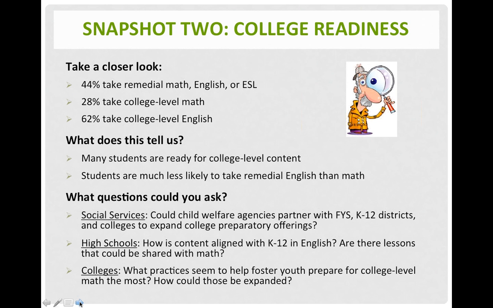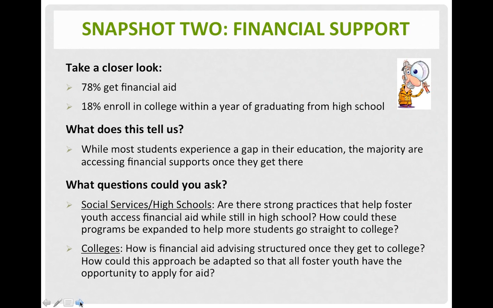And for colleges, clearly there's this issue that students are going into remediation, but they're not necessarily making it to the college level math class. So what they might want to do is take a look at where they are seeing foster youth making it to college level math most effectively, and then how can you build on those practices. So it doesn't just have to be math. Go look at your more successful English partners. You can also look within the math program, see where there are places that things seem to be working better, and then work to expand those opportunities. So let's move on to the next slide, and we're going to talk about financial support.